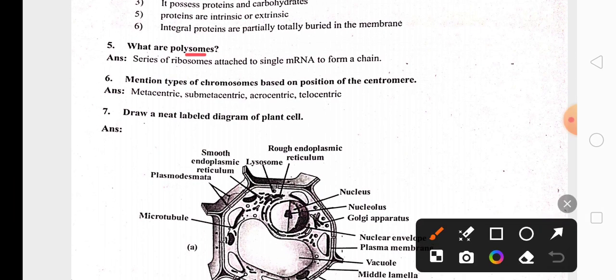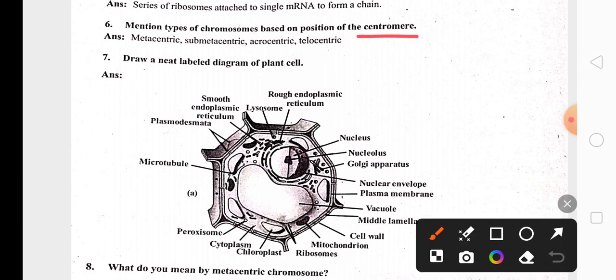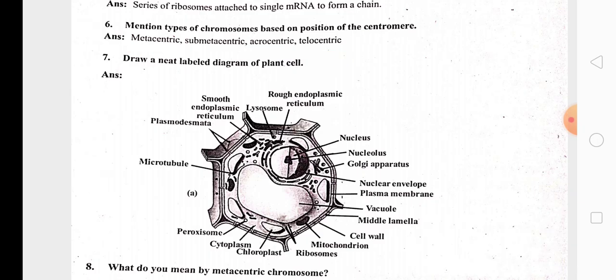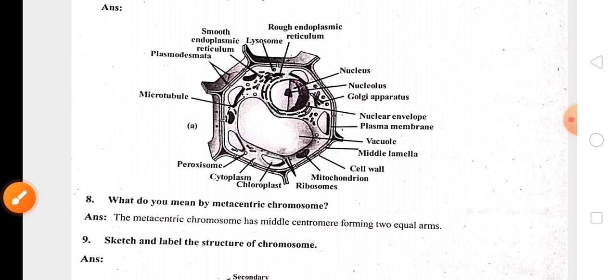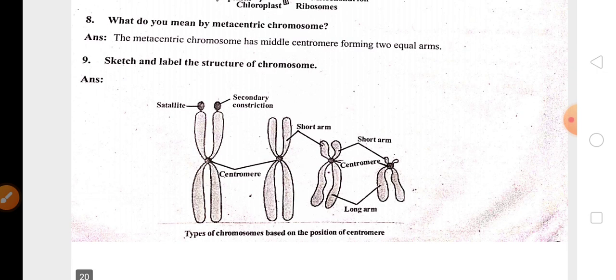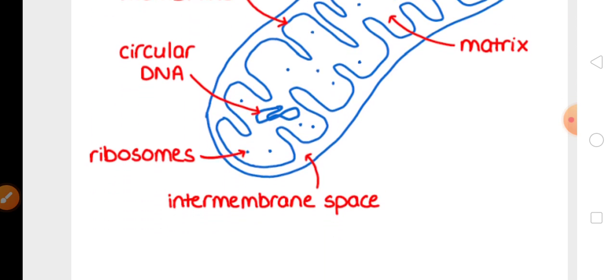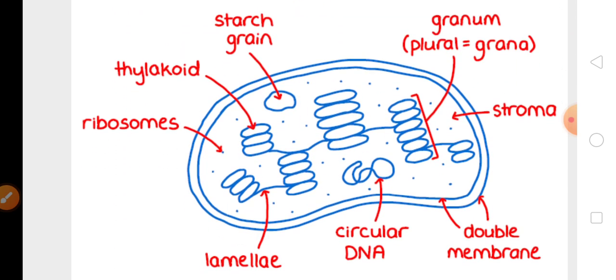Then the definition of polysomes, where many ribosomes are attached to mRNA. Then the classification of chromosomes based on the position of the centromere, metacentric, submetacentric, acrocentric and telocentric, is very important to the exam. Diagram of animal cell, label diagram of animal cell. Then these are the diagrammatic representations of chromosomes based on the position of centromere. It is also very important to the exam. Diagram of either mitochondria or chloroplast is also important for 2 or 3 marks.